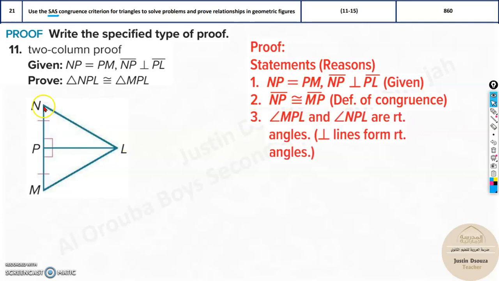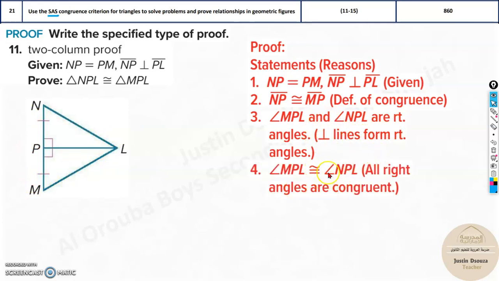Then we have these angles, right? Since it's told perpendicular, then they are right angles. So here MPL and NPL are right angles. So perpendicular lines form right angles and they are congruent. If both are right angles, obviously they'll be congruent, isn't it? 90 degrees, 90 degrees. Then what else? PL is the same line for both the triangles. It's from the reflexive property.